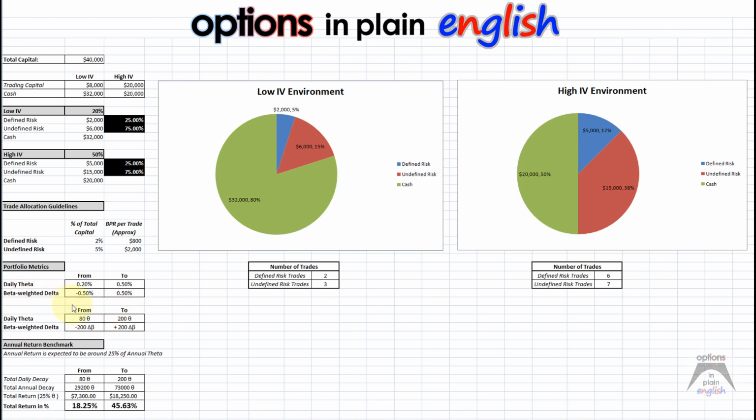And for directional exposure, you want to keep them less than the range between minus 200, which is minus 0.5% times 40,000.